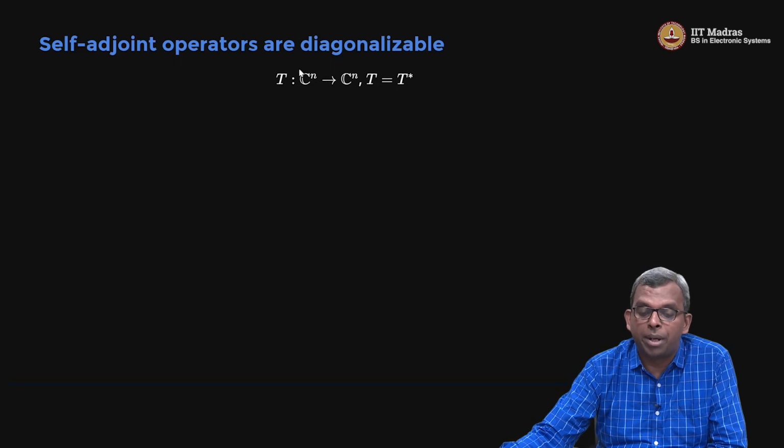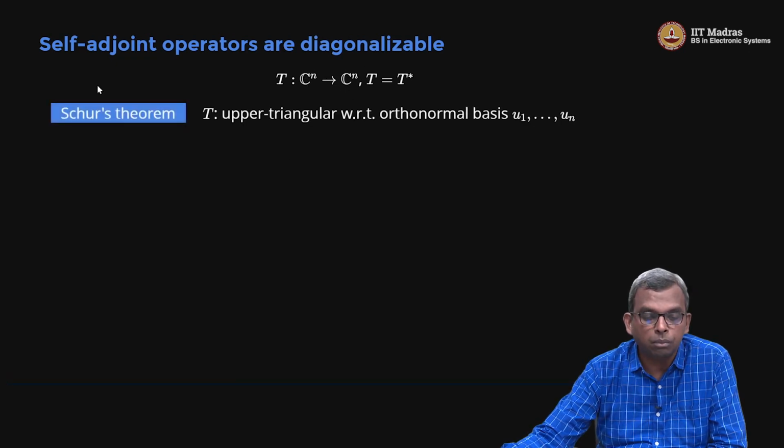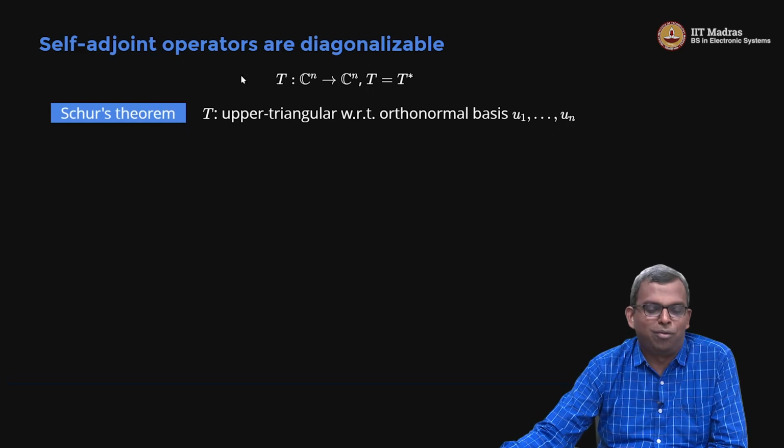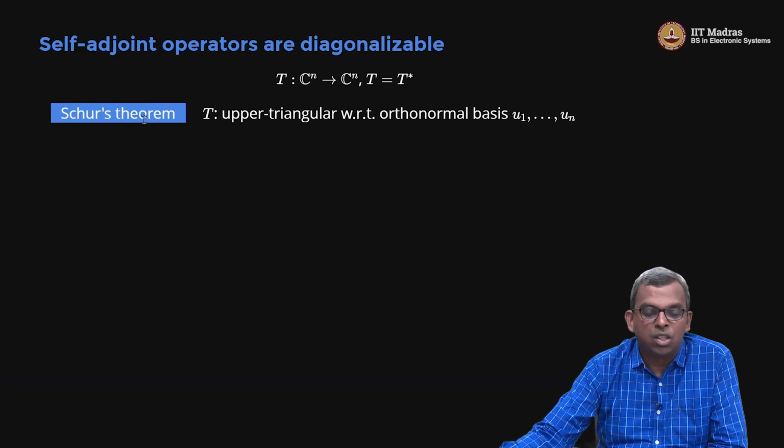So, I'm going to start with an operator T from Cn to Cn and T is equal to T star. Okay, so it's self-adjoint, complex. Only in those cases is it easier to write down like this. At least the proof I'm going to present works in that case. Okay, so we'll start with Schur's theorem. Schur's theorem, we know what it is, right?